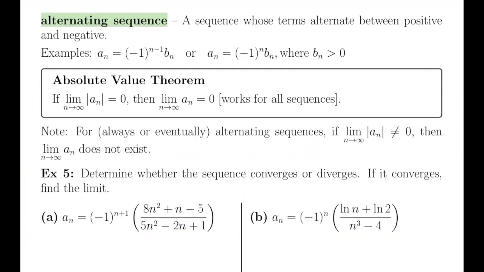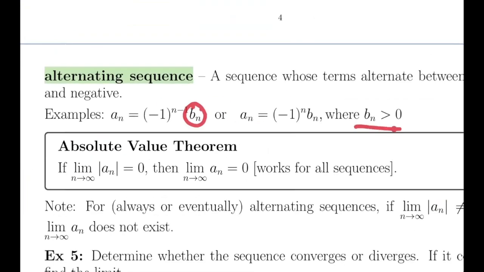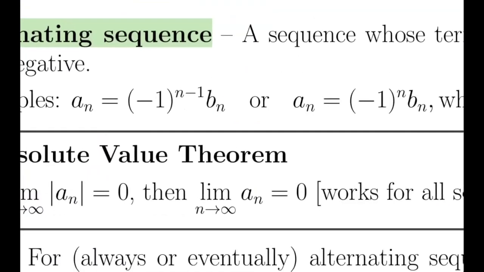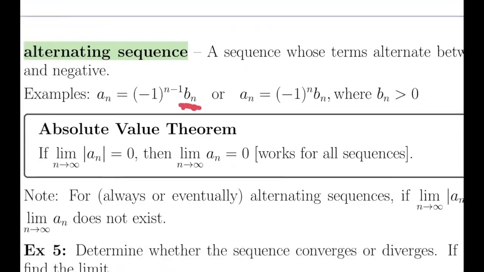Here are some examples of the form an alternating sequence can take. There's usually this (-1)^(n-1) times a positive sequence, or it can be (-1)^(n+1), or it can just flat out be (-1)^n. But this (-1)^n looking thing is what's going to make the sign flip every term. And again, there's this other sequence that's always positive that's being multiplied.